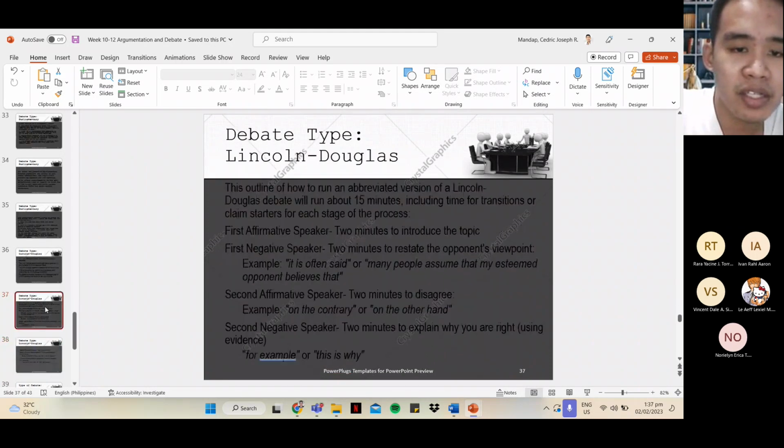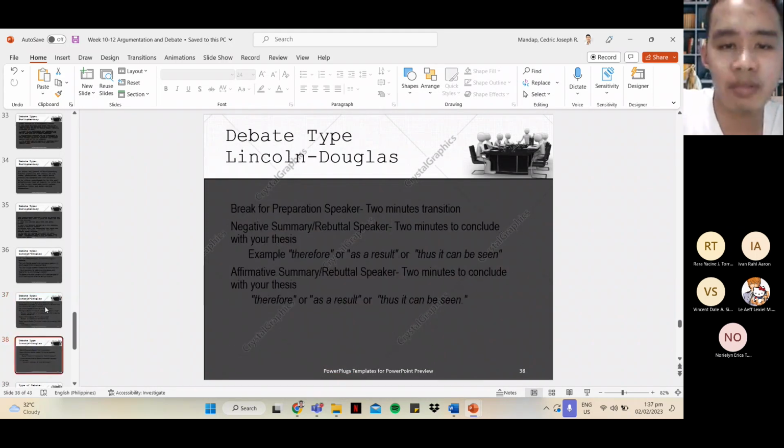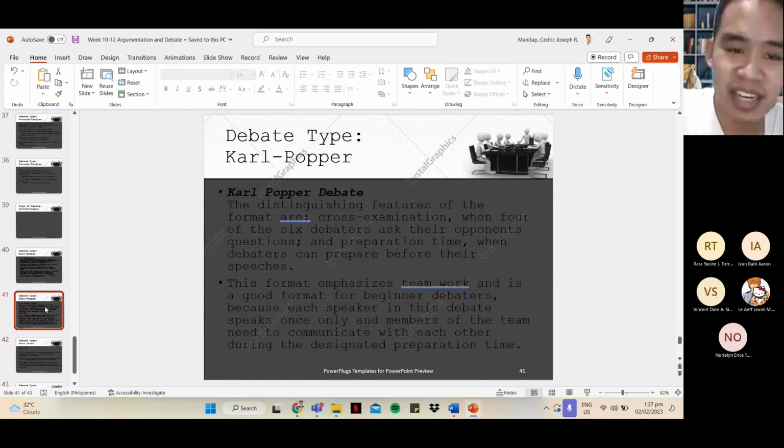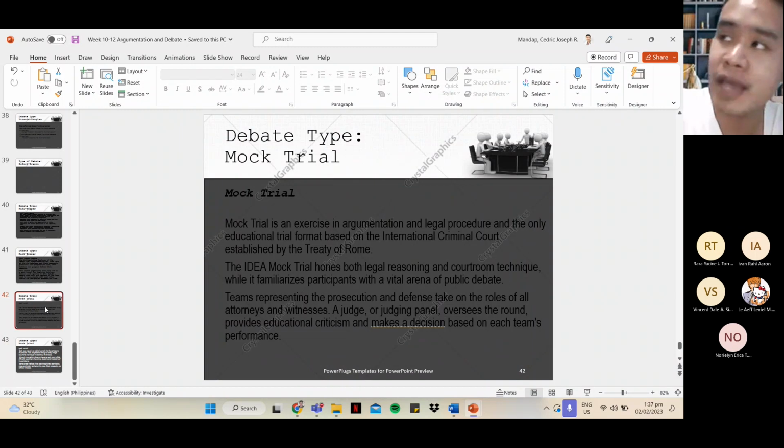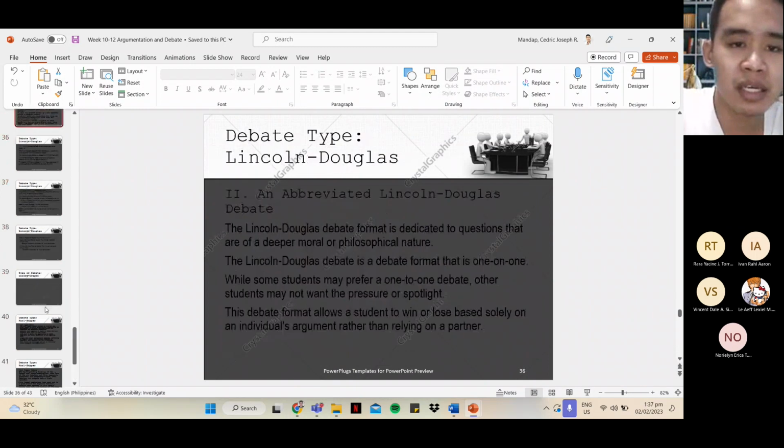Okay, so these are just some example types of debate. These are more specific na. And yes, this is not included in our examinations and not included in our assessments.